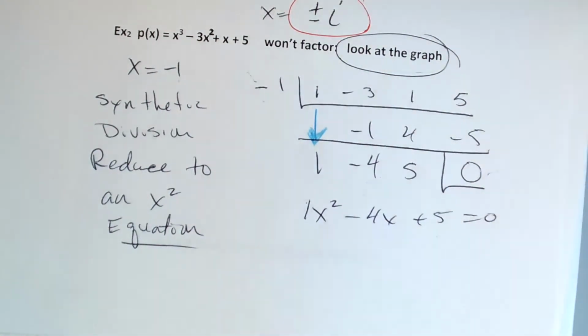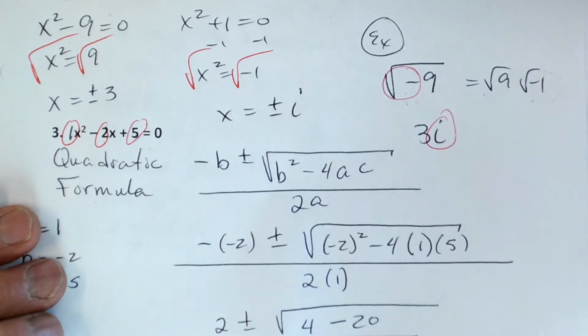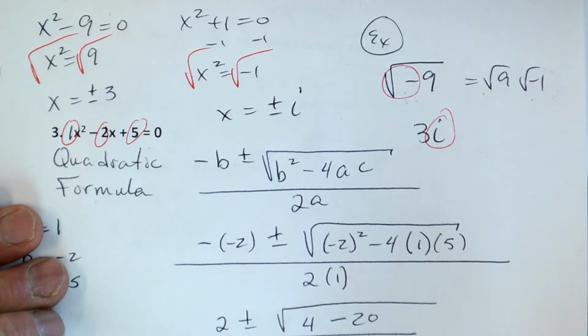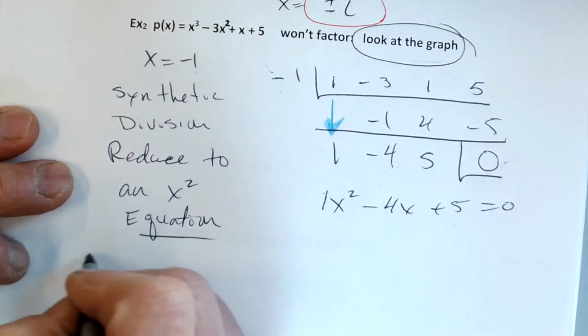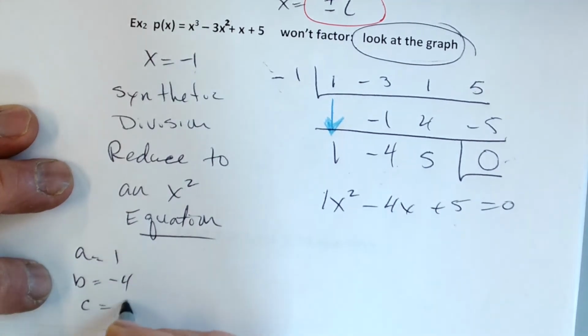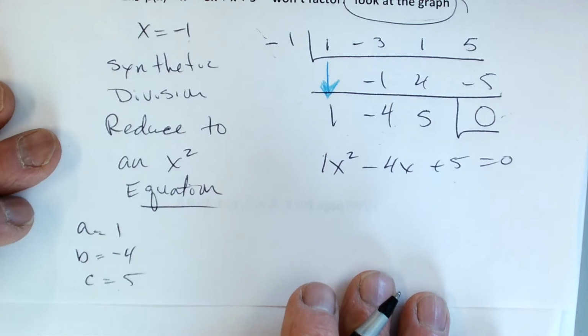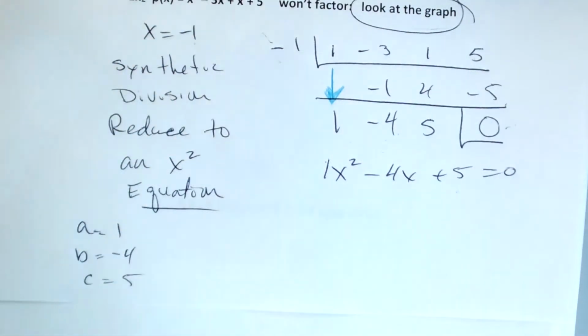All right, here's my quadratic formula. All right, -b plus minus square root of b squared minus 4ac all over 2a. So I'm going to do that. So I'm going to get this. I know that a is 1, b is -4, and c was 5. And so here we go. I'm going to go quadratic formula.